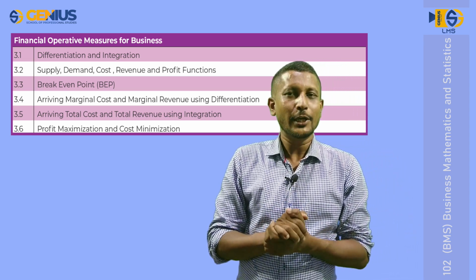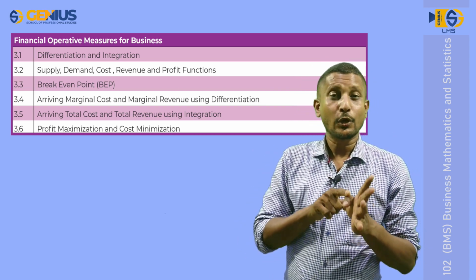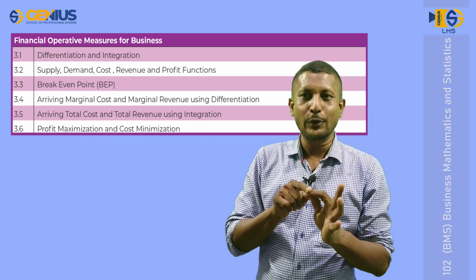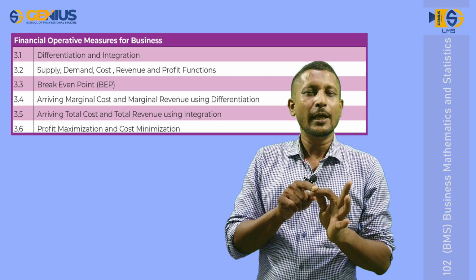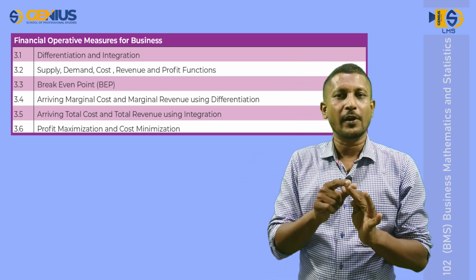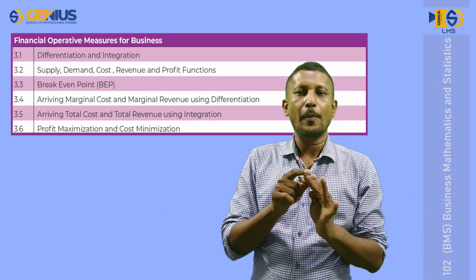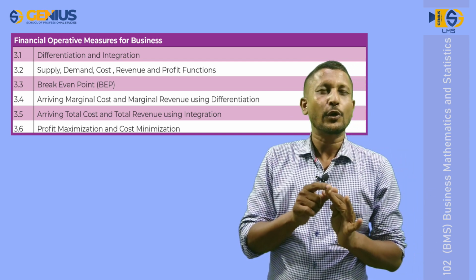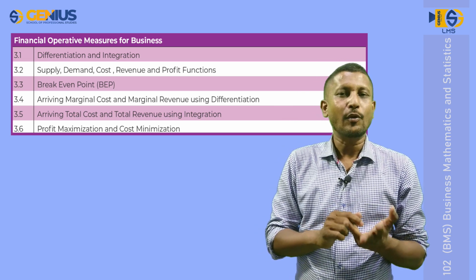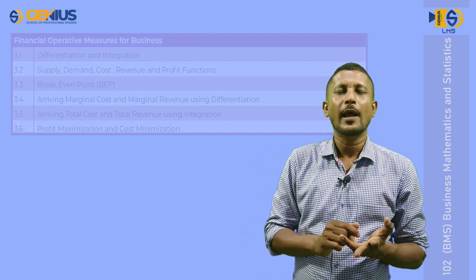At the end of each topic, you should be able to identify linear and quadratic functions, apply linear and quadratic functions relating to revenue, cost and profit in the graphical form, demonstrate the use of differential calculus to obtain marginal revenue, marginal cost, total revenue and total cost, calculate the break-even point, and finally calculate the profit maximizing or cost minimizing output level and price.